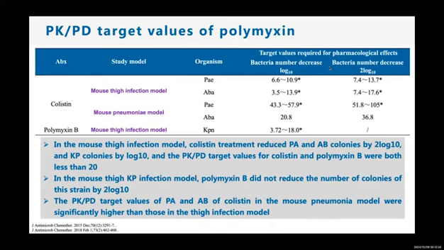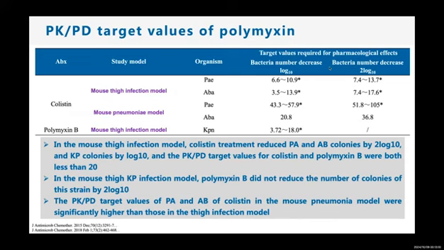PK/PD target values of polymyxins. In the mouse thigh infection model, colistin treatment reduced Pseudomonas aeruginosa and Acinetobacter baumannii colonies by 2 log10, and Klebsiella pneumoniae colonies by 1 log10, and the PK/PD target values for colistin and polymyxin B were both less than 20. In the mouse thigh Klebsiella pneumoniae infection model, polymyxin B did not reduce the number of colonies of this strain by 2 log10.